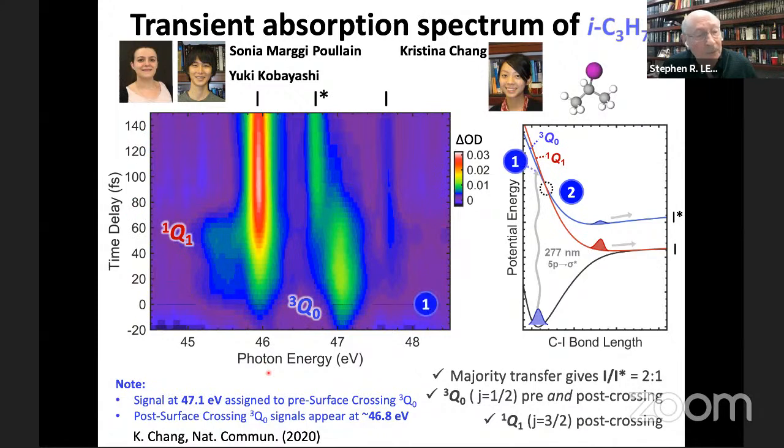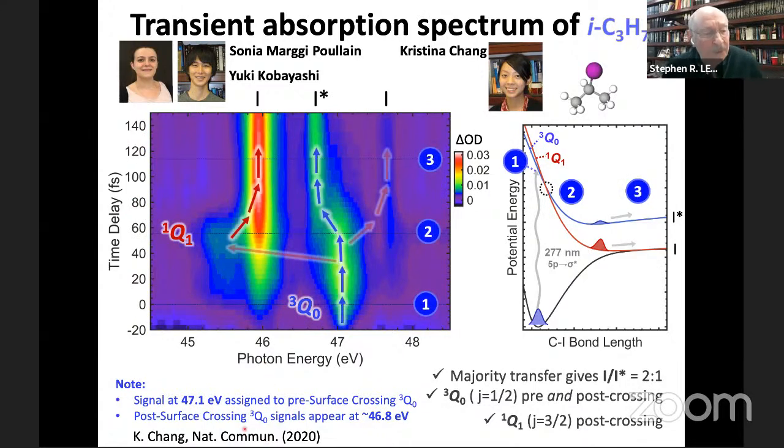And now I want to reveal some arrows to show you. So this is kind of like the movie of what happens. So we start almost exclusively here on these blue arrows. And then it encounters the crossing and branches. A piece goes over here and another piece goes over here.